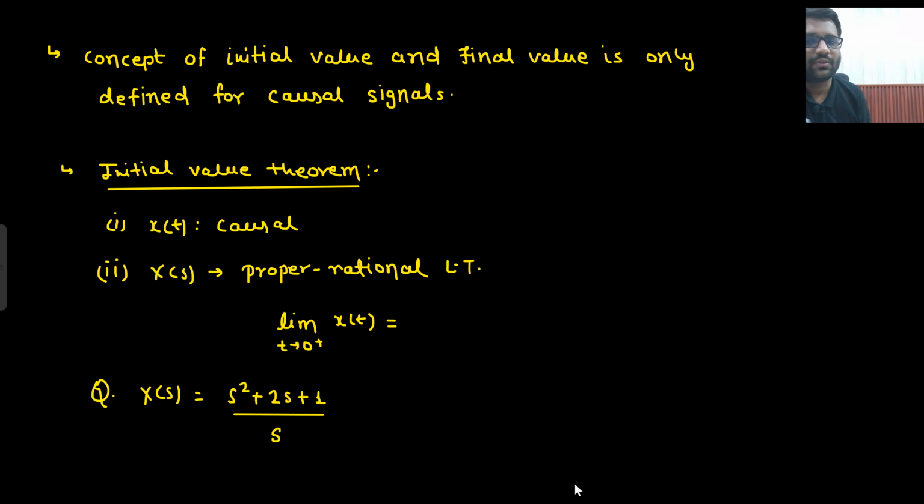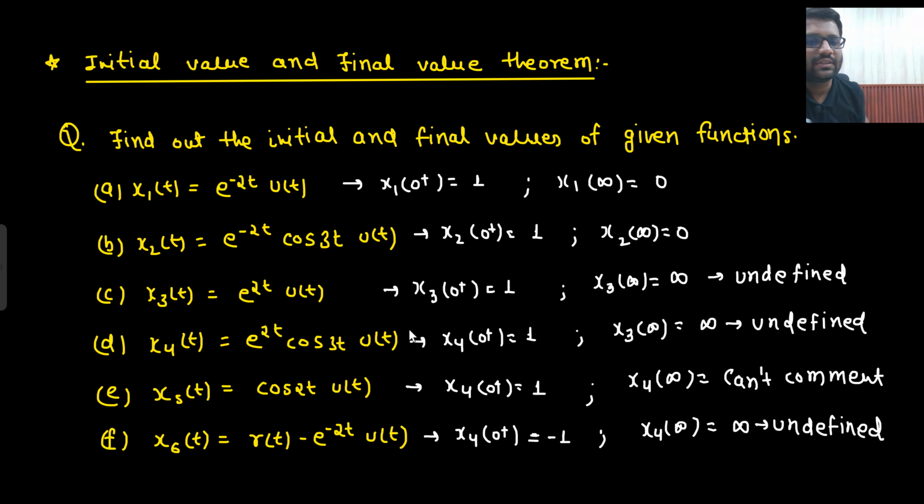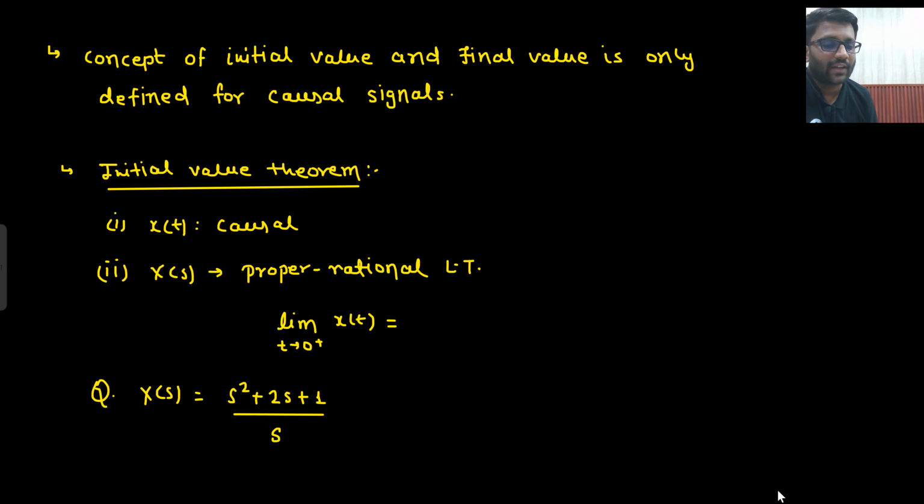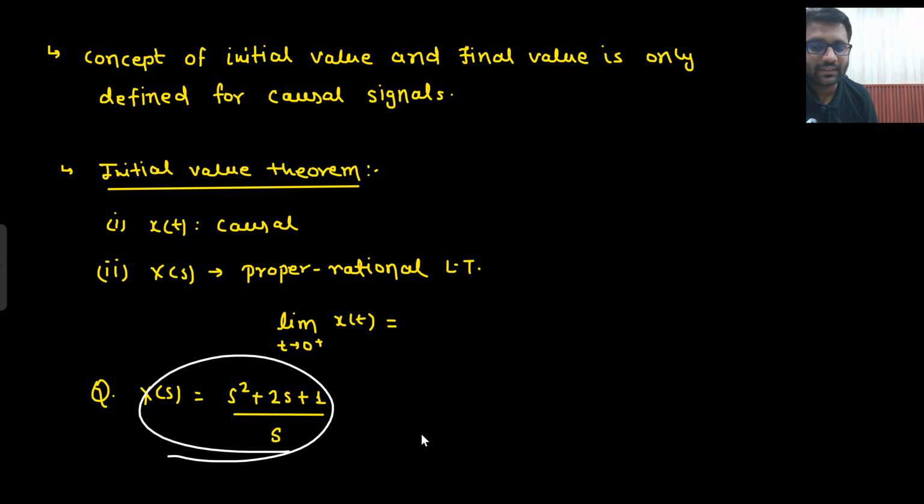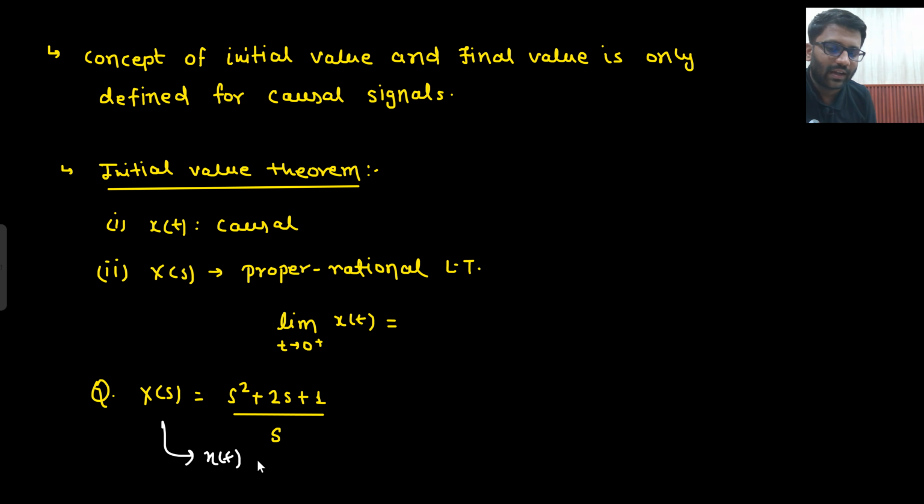And another thing is that the concept of initial value and final value is only defined for causal signals. So if x(t) is given and they ask me what is the initial value of the given function, what is the final value of the given function, then this is how I can find it. So now what is the requirement of initial value and final value theorem? If X(s) is given, and they ask you what is the initial value, you don't need to find x(t) from X(s) and then put t equals to 0 plus. This process you don't need to do.